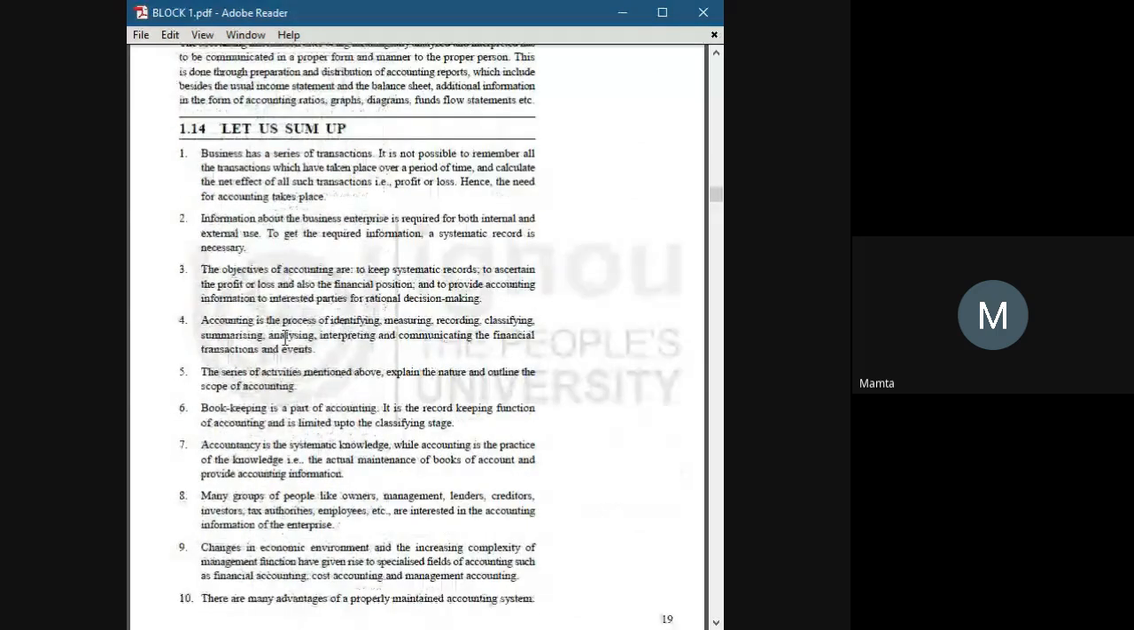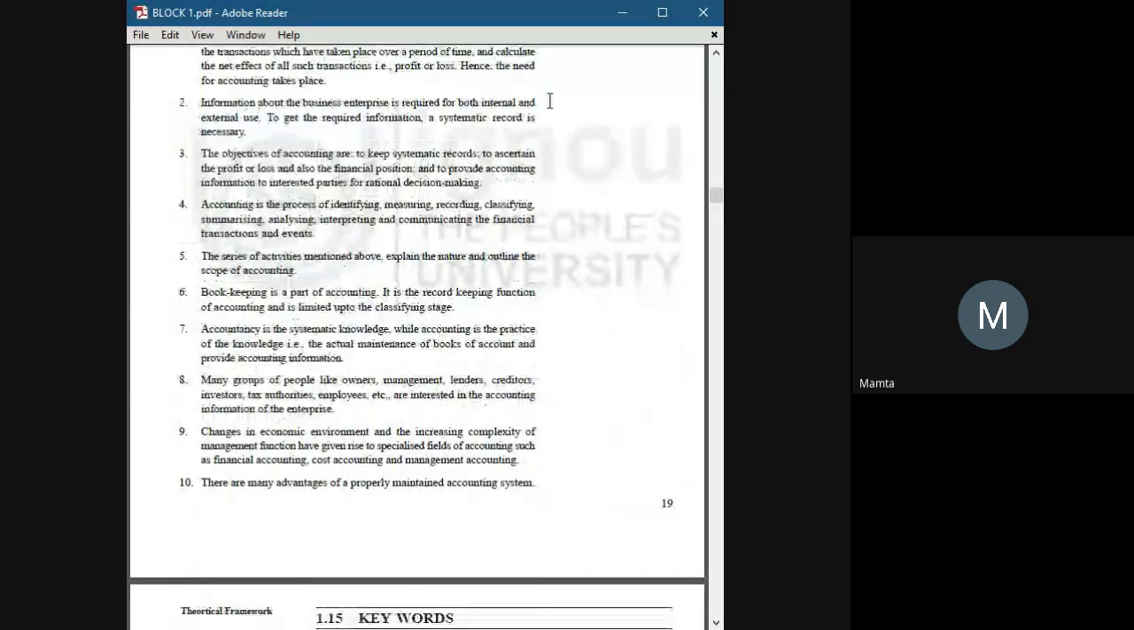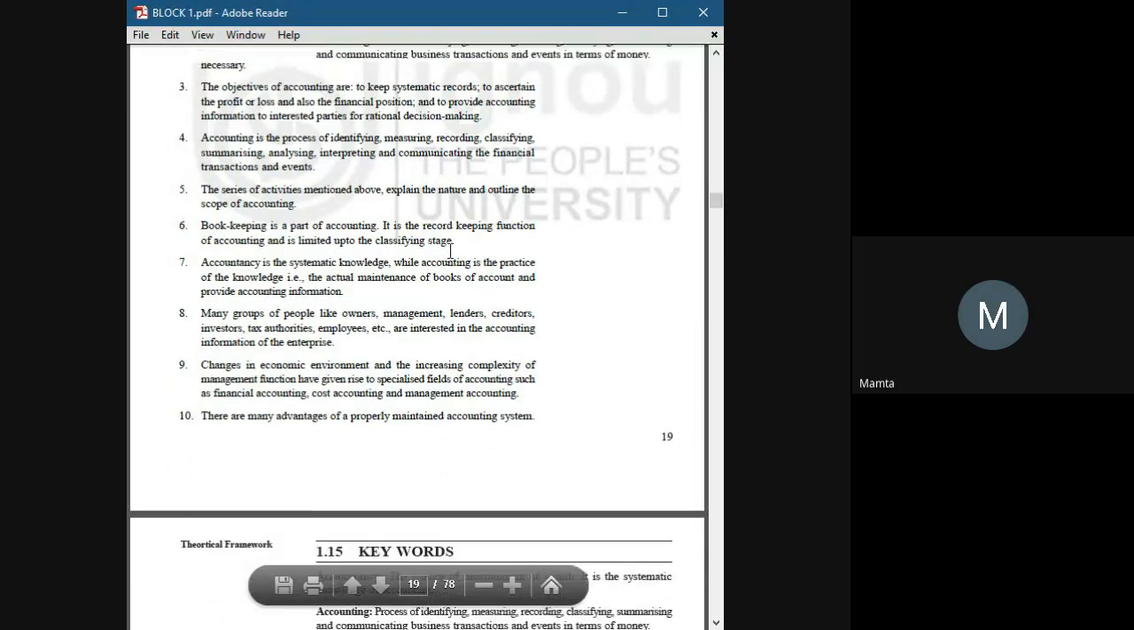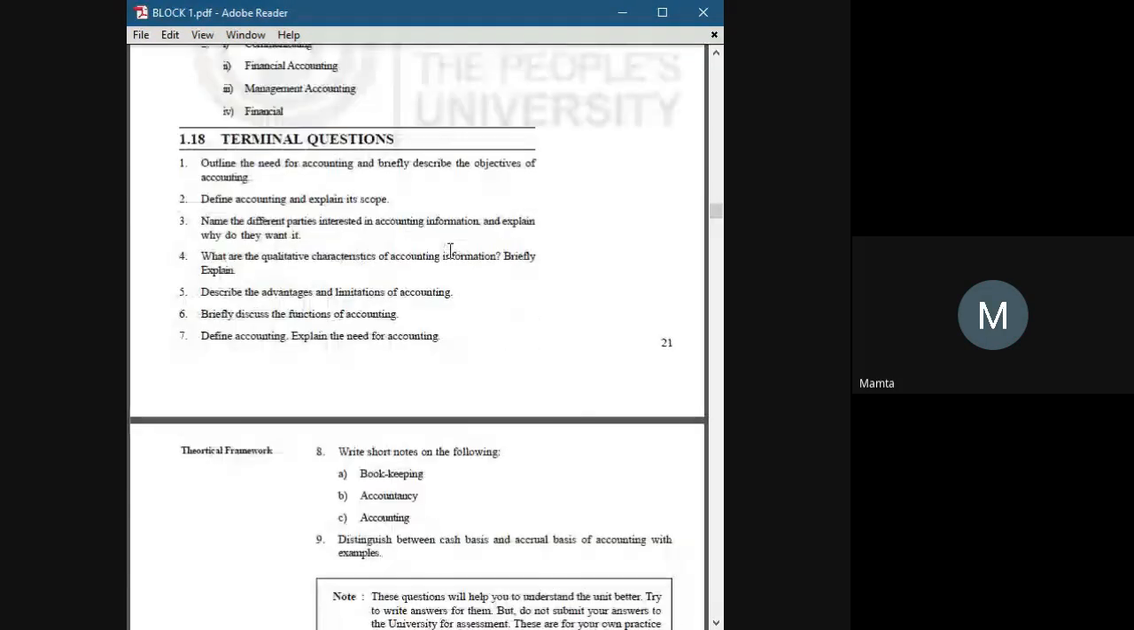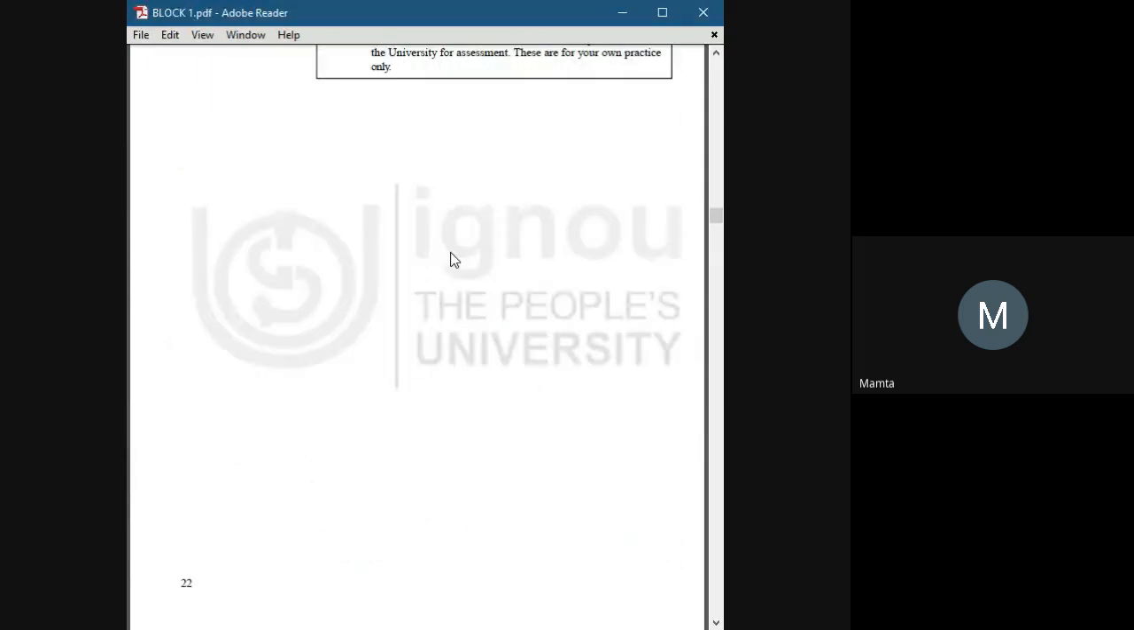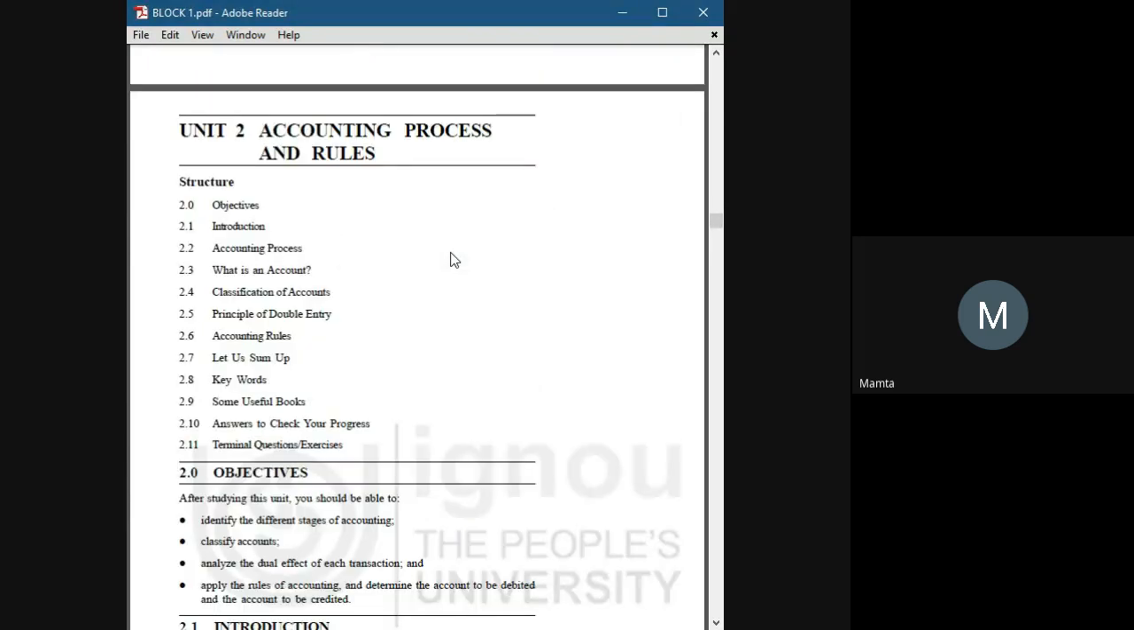So that's all about this unit. Is this unit clear? Clear. Yes, okay, it's clear. We are moving to the next unit: accounting process and rules.